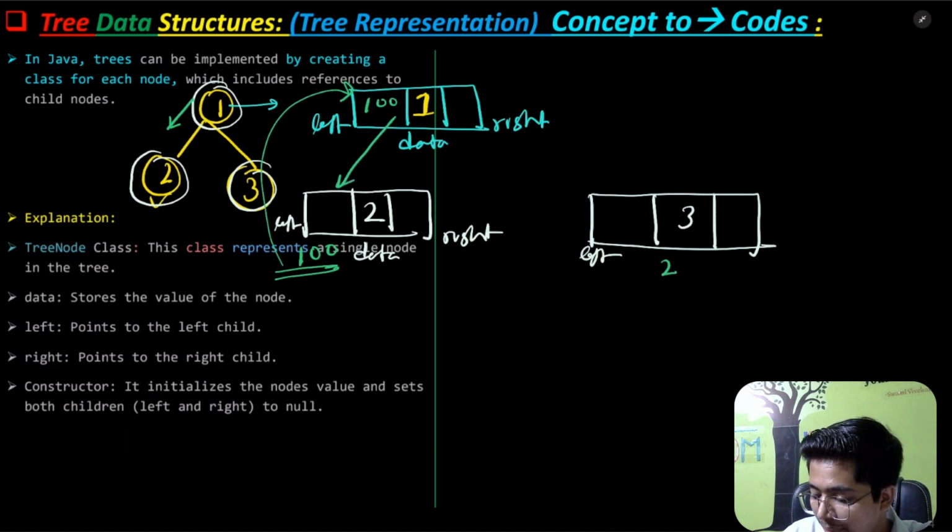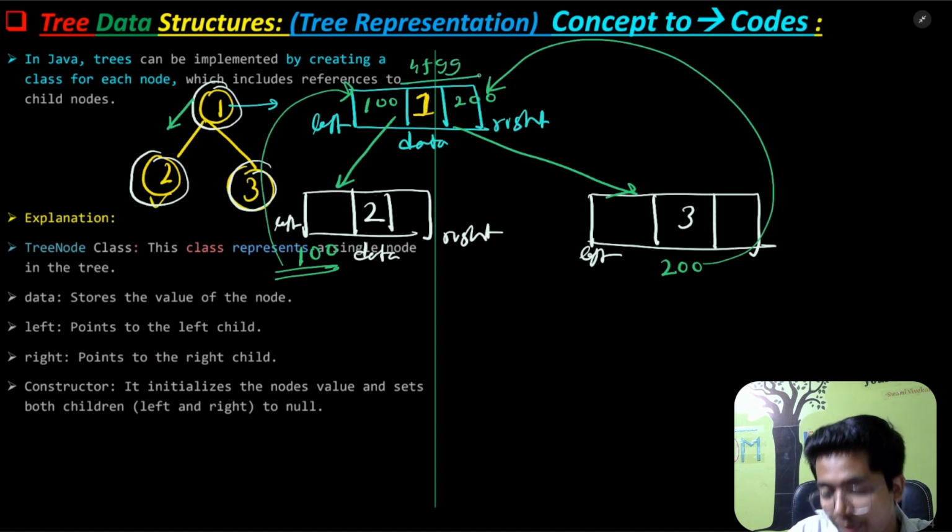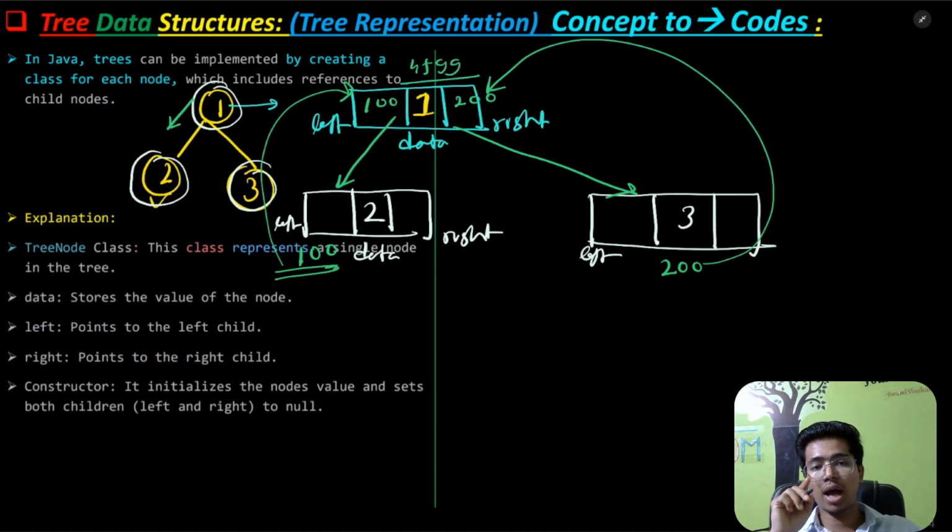Let's say this one has the memory address 200, and when this memory address is stored in the right pointer section, only then does it point to this node. And let's say this one also has some random memory address, like 4599. So this is the actual architecture of any diagram: the nodes have memory addresses, and they're linked by those memory addresses.